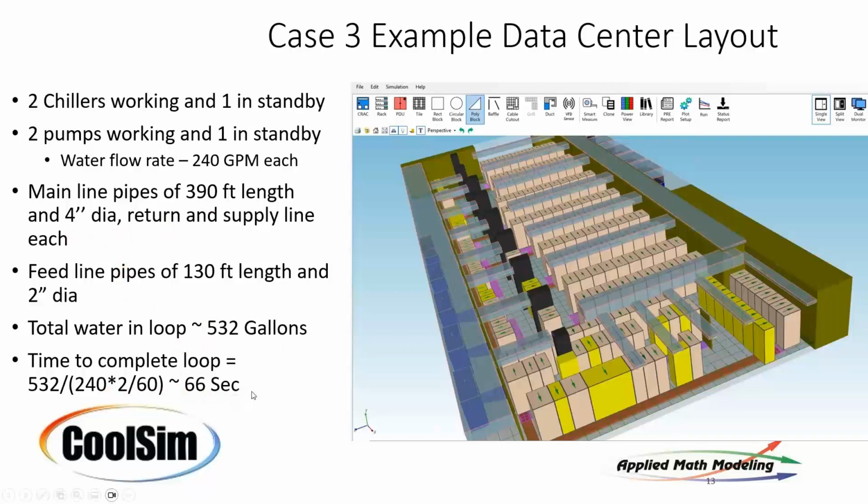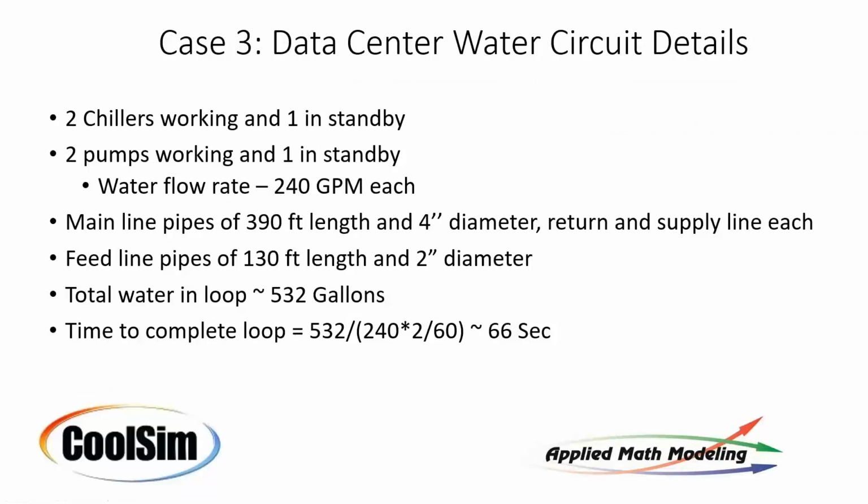So we're going to study two cases here. In the first case, well, here's just the data. We've got 532 gallons of water floating around the campus. That's really good, particularly if you've got backup on the pumps, because that means you can use this to buy time until you get your chiller back online. Loop time is about 66 seconds.